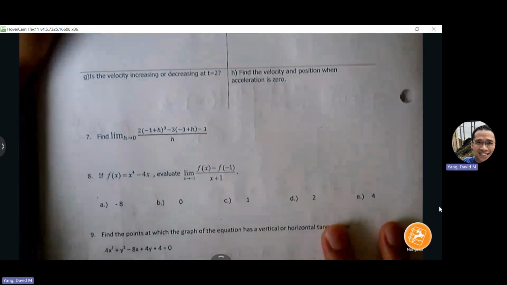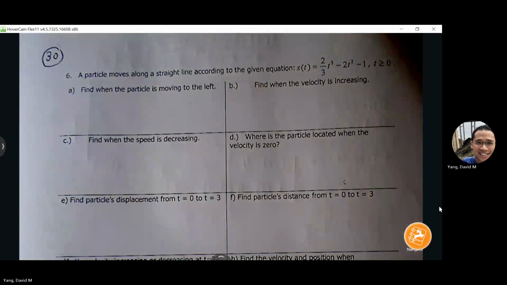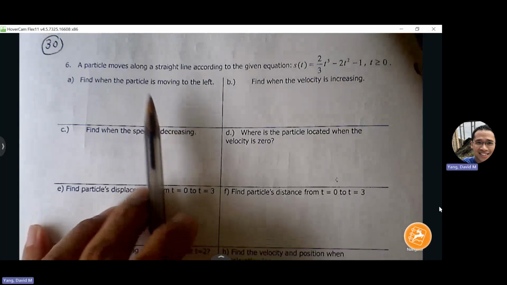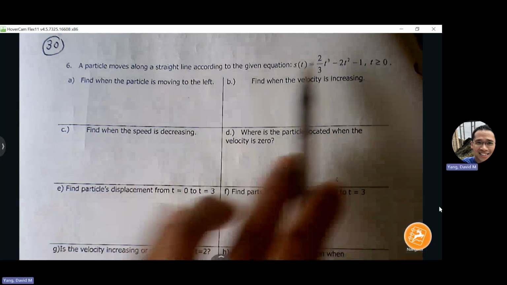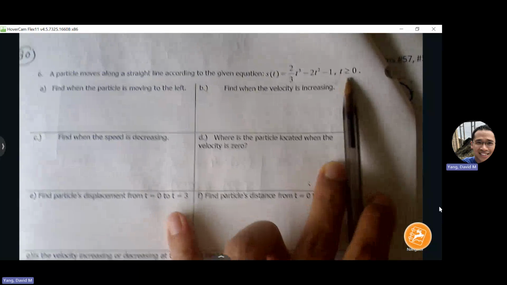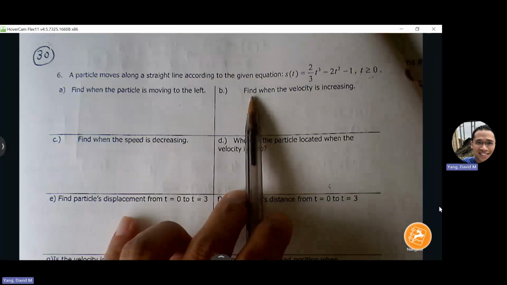Okay, why don't we do a full or a relatively full particle motion problem? So page 30. Okay, a particle moves along a straight line according to the given equation. So here's your position function, and t is greater than or equal to 0. Find when the particle is moving left, find when the particle's velocity is increasing.